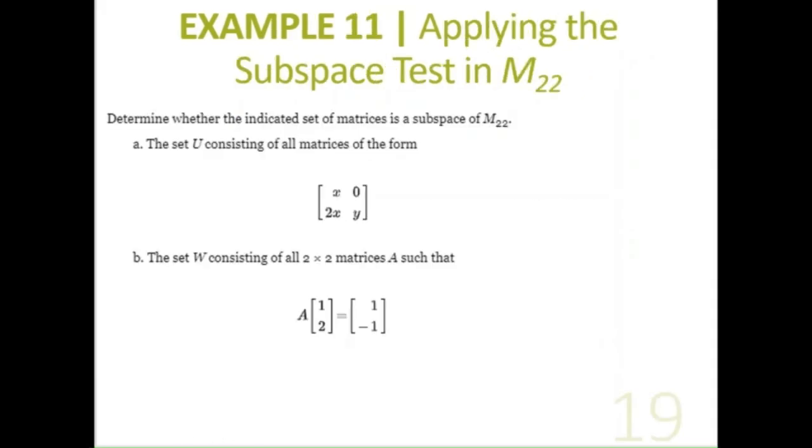Okay, let's look at another example, example 11. So don't forget, when you are applying the subspace test, what are you doing? You're trying to see if axiom 1 and 6 hold. You're trying to see if the set is closed under addition, and if it's closed under scalar multiplication. And if both of those hold, then yes, indeed, it is a subspace. So here we have some different matrices, and they're asking, are they a subspace of M22?